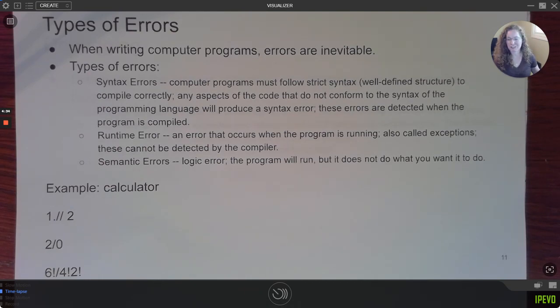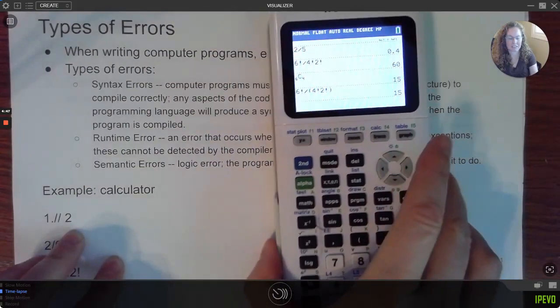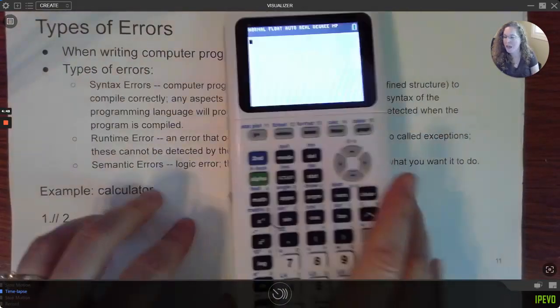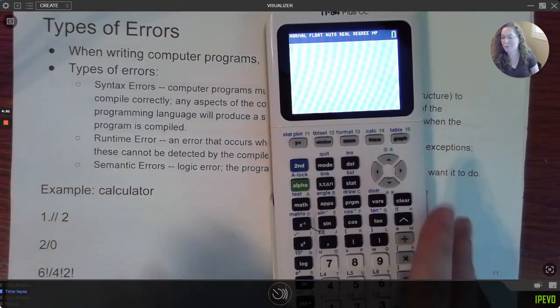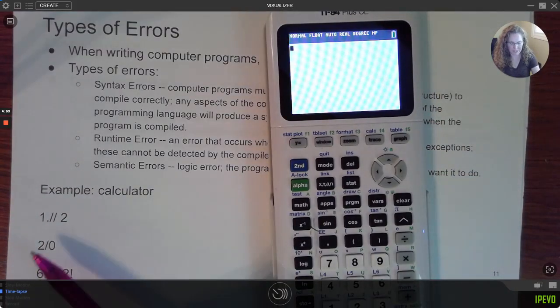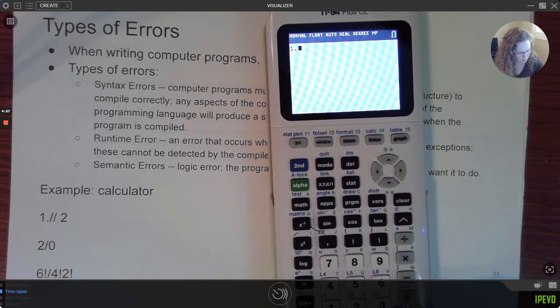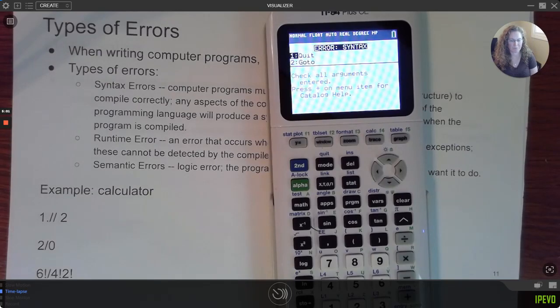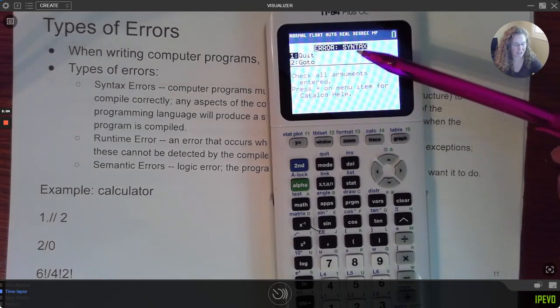Okay. So first of all, let's look at these in something that you're probably very familiar with. You've probably encountered these when using a calculator. So let me grab my calculator here, and we'll look at some examples. We'll start with this one here. Let's say I go into my calculator and I type 1 point divided by 2, and then I hit enter. So notice what it tells me. Error, syntax.